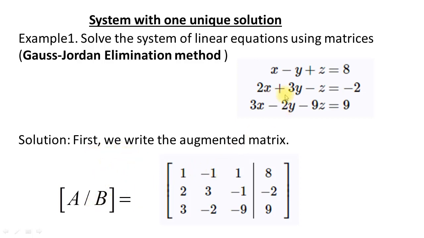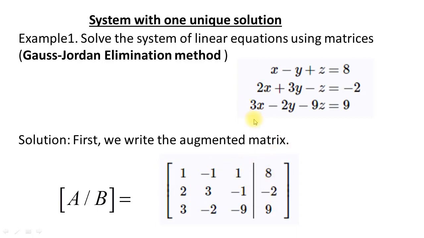This is the augmented matrix for this system. This is the coefficient matrix, and this is the constant matrix. Constant matrix means a matrix which contains the constants which lie on the right hand side of the system. So this is the augmented matrix. The augmented matrix contains two matrices: one is the coefficient matrix and the other is the constant matrix.